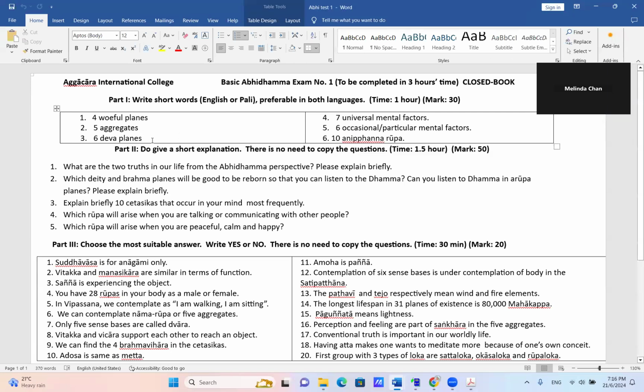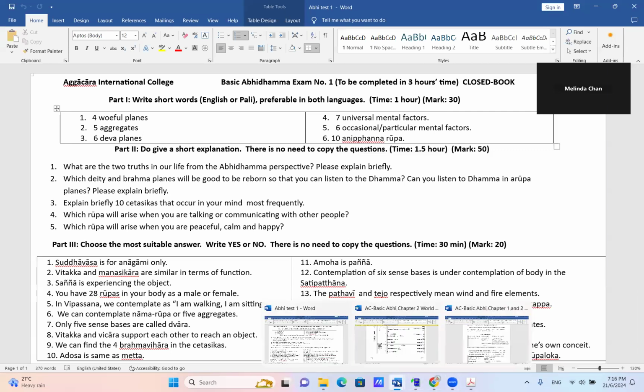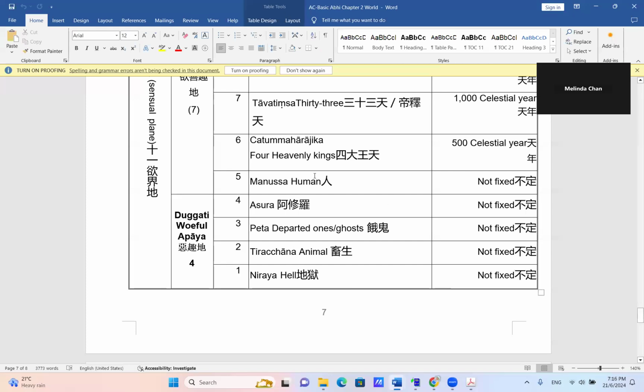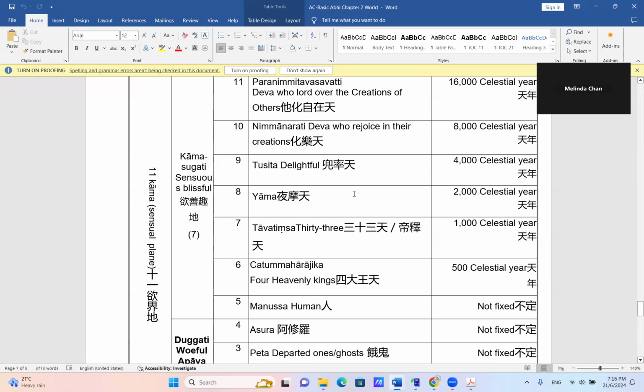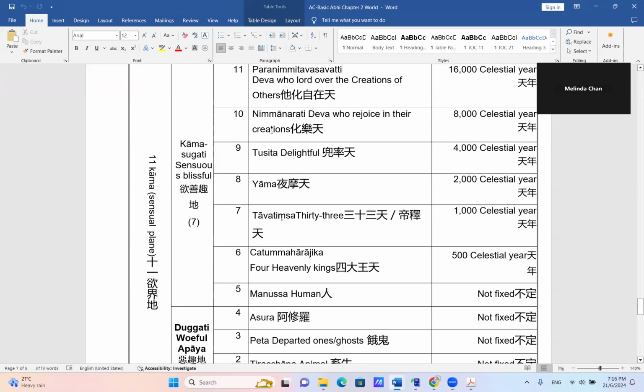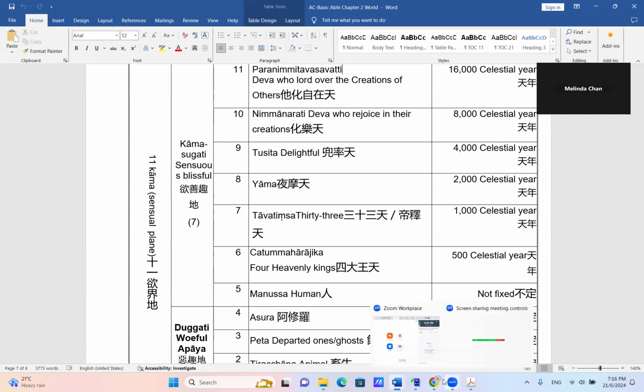All right. 6 Deva planes, not difficult. You just go for the 31 planes of existence. You just need to write this one. Most of you get it quite right, except only a few can remember the Pali. So Catummaharajika, Tavatimsa, Yama, Tusita, Nimmanarati, Paranimmitavasavatti. So if you can get these 6 in English, you will get 3 marks. If you can get all in Pali and English, you get full marks 5.